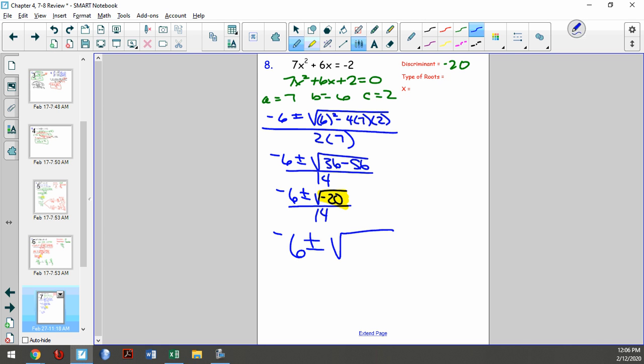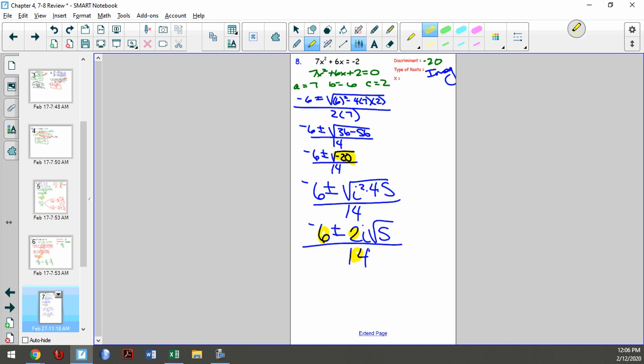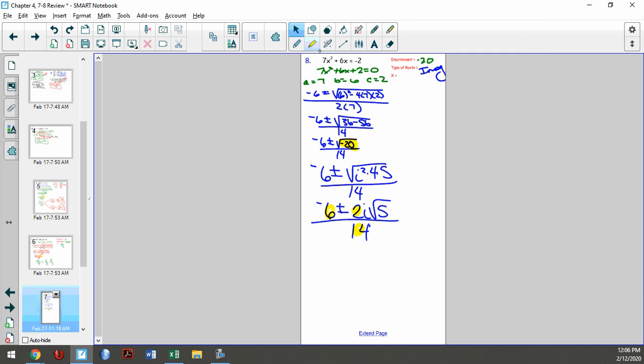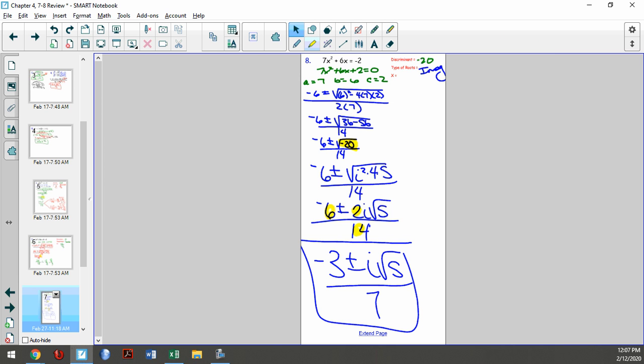Negative 6 plus or minus the square root of i squared times 4 times 5 over 14. So that's negative 6 plus or minus 2i square root of 5 over 14. Yes? You see the i, which tells you it has to be imaginary, but then you have to reduce this and divide them all by 2. Yes? Because they're all divisible by 2, so that's negative 3 plus or minus i square root of 5 over 7. Yes. Do we understand that?